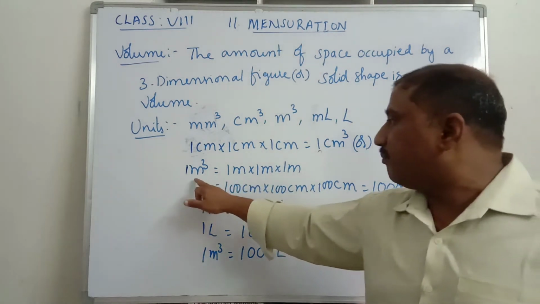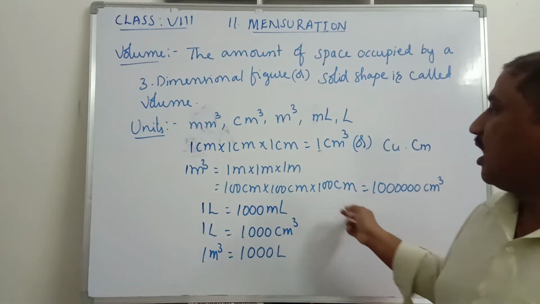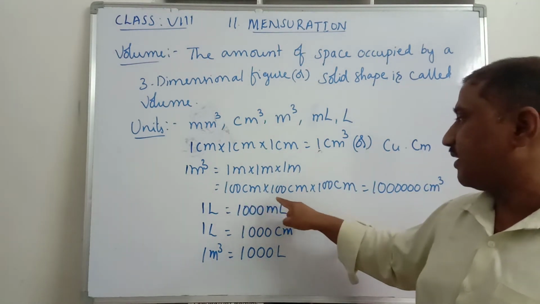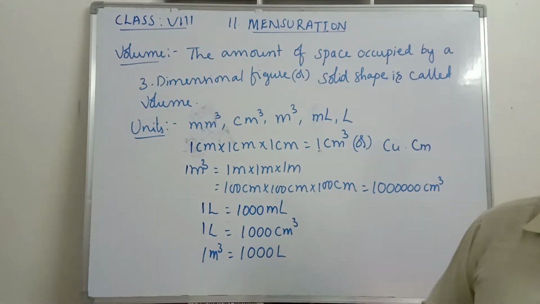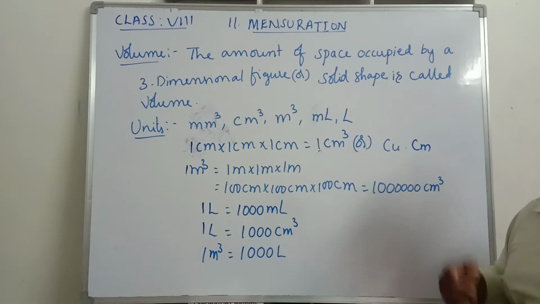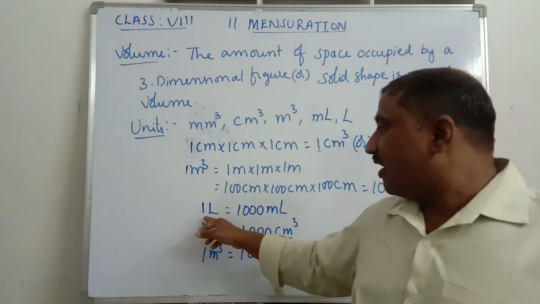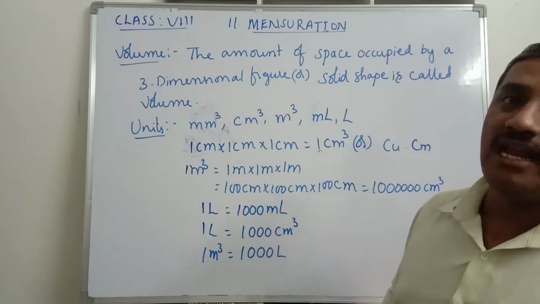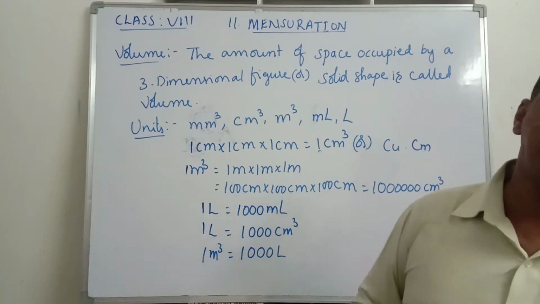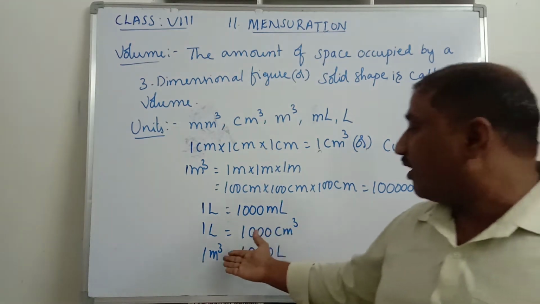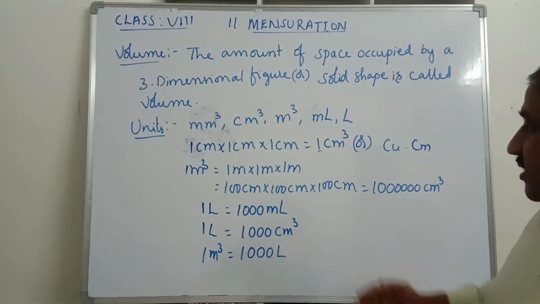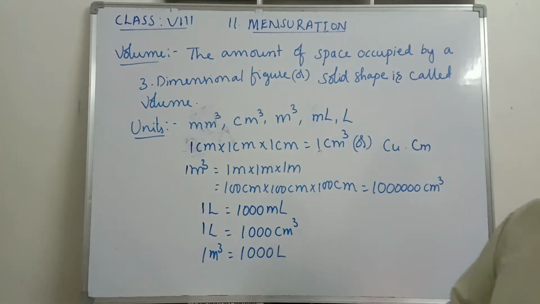Now the relationship between meter cube and centimeter cube. We know 1 meter is equal to 100 centimeters. Therefore, it is 100 centimeters into 100 centimeters into 100 centimeters. We will get 10 lakh cubic centimeters. And we have studied 1 liter is equal to 1000 milliliters, and 1 liter is equal to 1000 cubic centimeters. And 1 meter cube is 1000 liters. We use these units for the conversions.